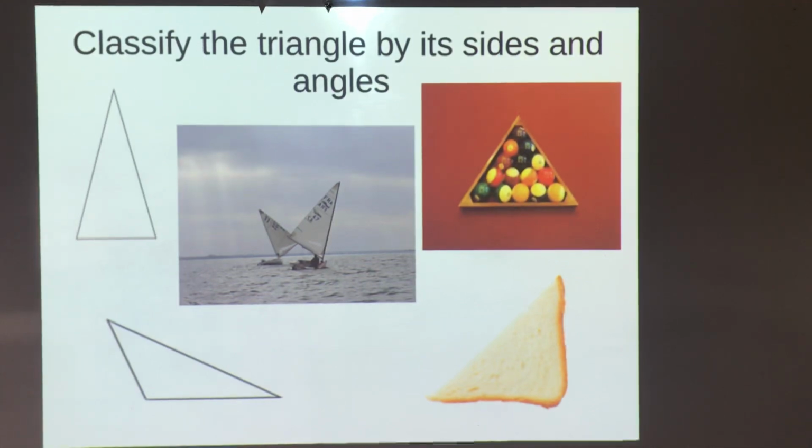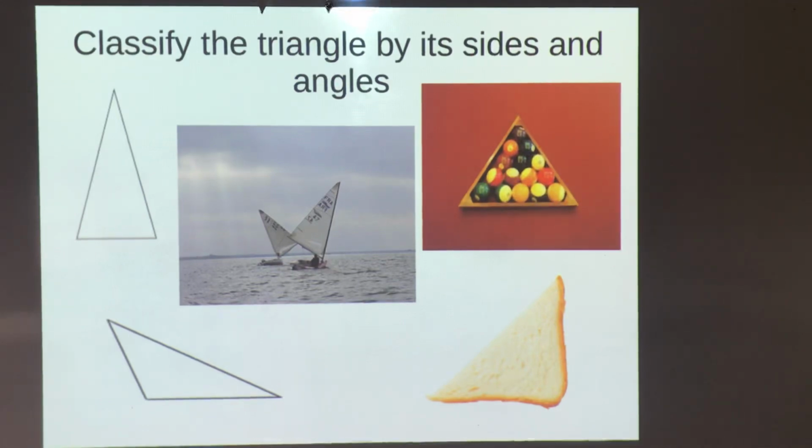Okay, so as you look at these pictures, I want you to classify the triangle by its sides and its angles. So you're going to decide, is it an equilateral, isosceles, or scalene, and then determine is it an acute, right, or obtuse. So you want to name each one. So go ahead and pause the video, look at it, determine it, and now I'll answer them.